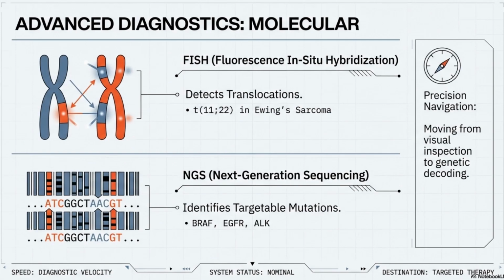Advanced diagnostic pathology. Molecular diagnostics. FISH, fluorescence in situ hybridization. We look for translocations, for example, translocation 11;22 in Ewing's sarcoma. Next generation sequencing. It is done to identify targetable mutations like BRAF, EGFR, and ALK.